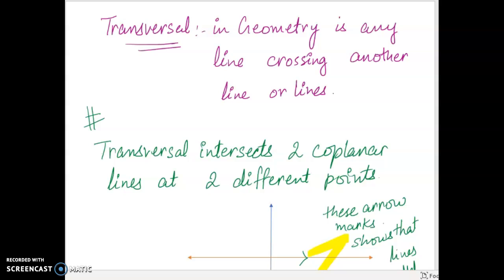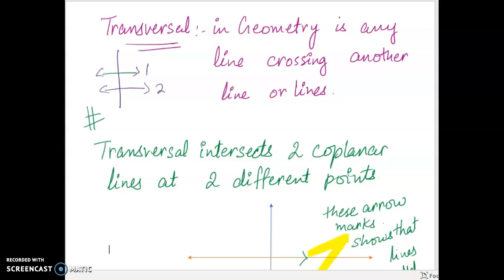Hello. Let's understand transversal. A transversal in geometry is any line crossing another line or lines. So let's have two lines. If I have two lines and they are cut by any other third line, that is a transversal, irrespective of whether the two given lines, let's say line 1 and line 2, are parallel or not. If it is cut by any other line, it becomes a transversal.